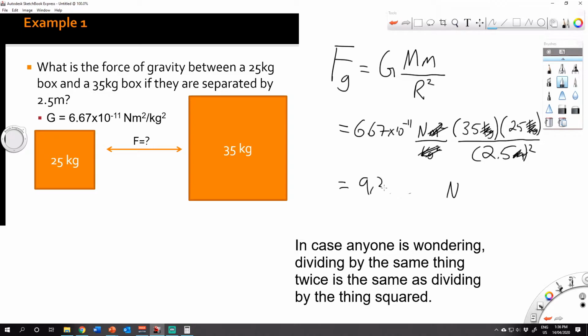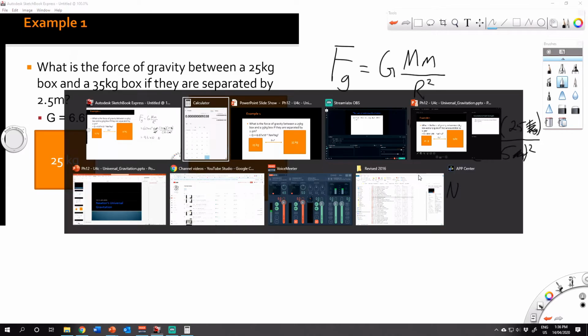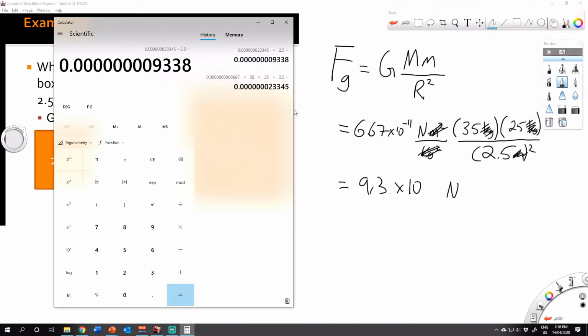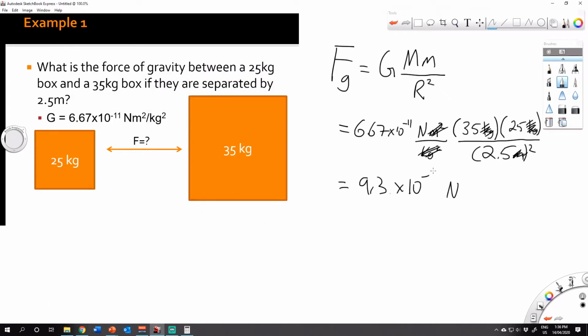So now it's 9.3 times 10 to the negative 9. That makes more sense. There you go. So between these two objects, there's a force of gravity of 9.3 times 10 to the negative 9 newtons. What it basically means is that there's a force pulling this object this way of 9.3 times 10 to the negative 9 newtons. And because of Newton's third law, there is a force pulling this object this way of the same amount, 9.3 times 10 to the negative 9 newtons.